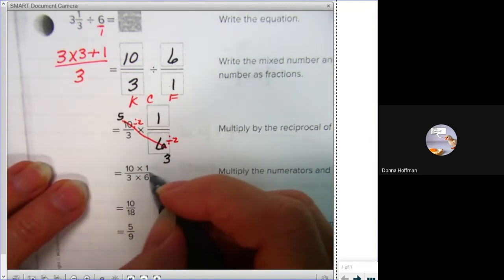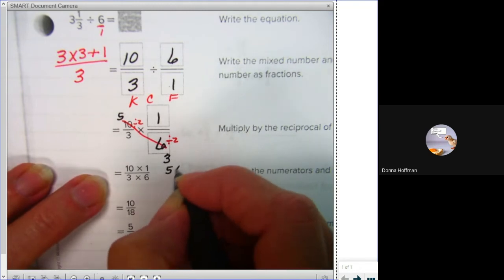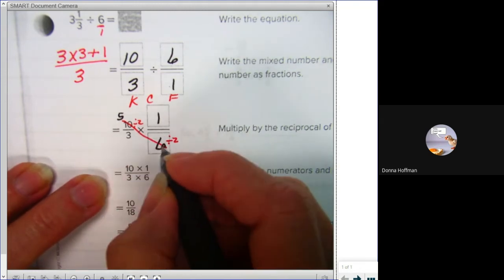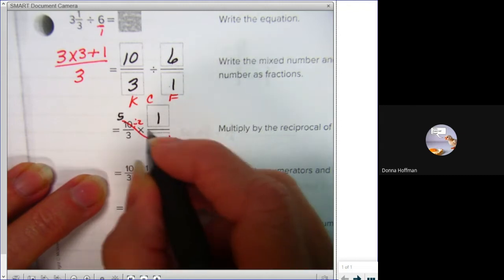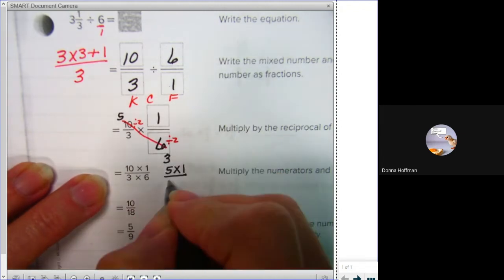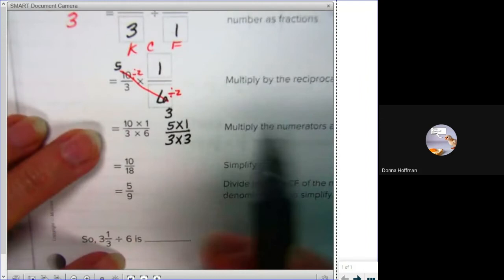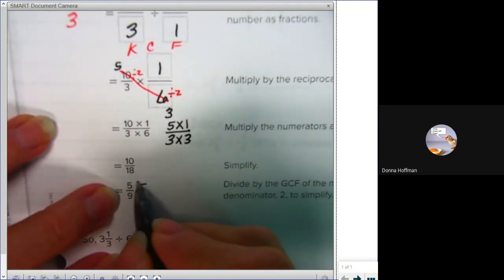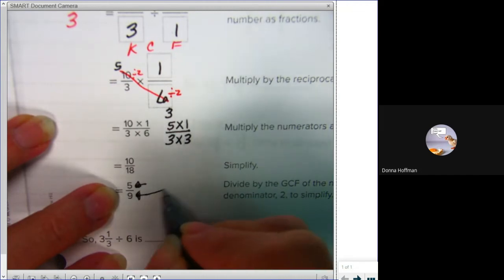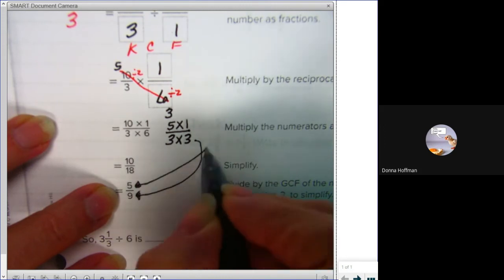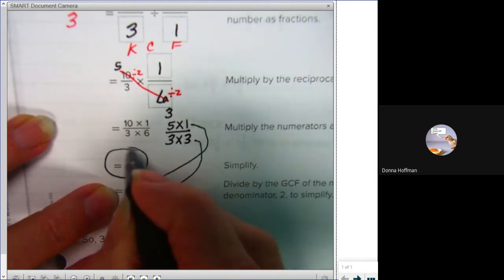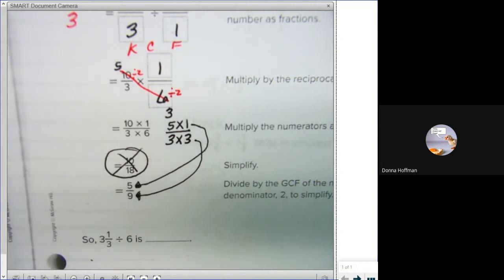So instead of 10 times 1, it's now 5 times 1. Instead of 3 times 6, like they have, now it's 3 times 3. Okay, so 5 times 1 would be the 5 right here, and 3 times 3 is going to be the 9 right there. And this step right here, you can just go ahead and skip, because it takes you right to the simplest form. So to answer your question, 3 1/3 divided by 6 is 5/9.